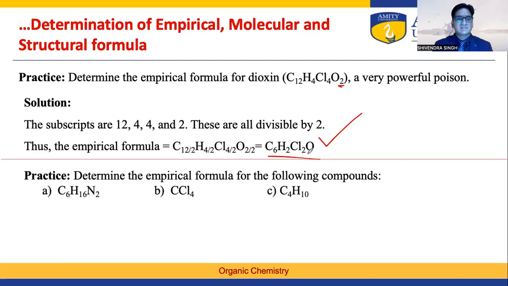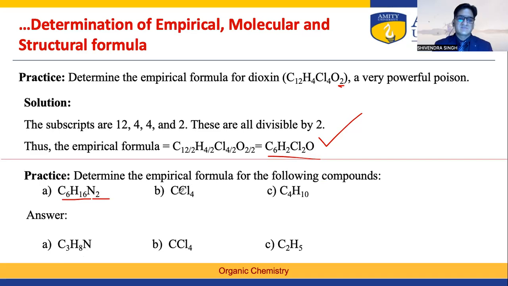Similarly, if I ask you what could be the possible empirical formula in this case, the smallest number is 2. So we will simply divide all the digits by 2, and we'll have C2H3N.